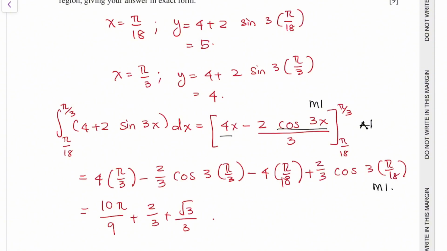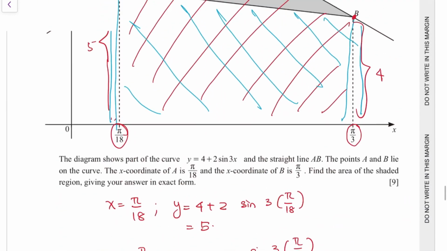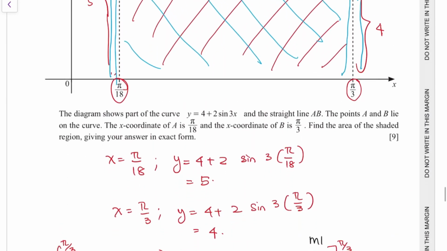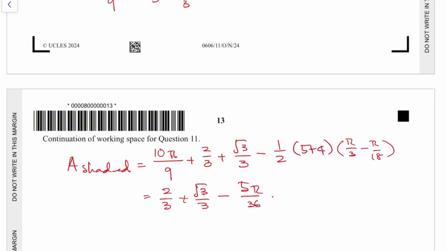Next one, for the final answer. One correct term would be 1 mark, 3 correct terms, 2 marks. So all here would be A2, 2 marks. The next mark is when you are able to find the heights of the trapezium, which are 5 and 4. This is B1 and another B1. And then when you figure out the area of the trapezium, which for me is located here, B1. And lastly, when you are able to get the shaded area, this, that is A1.